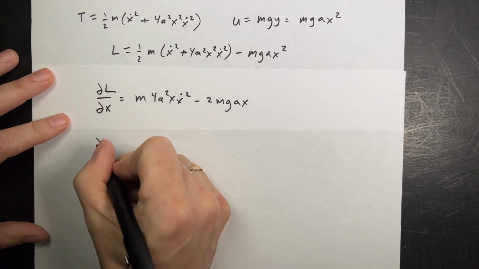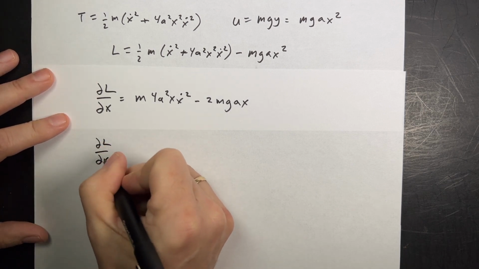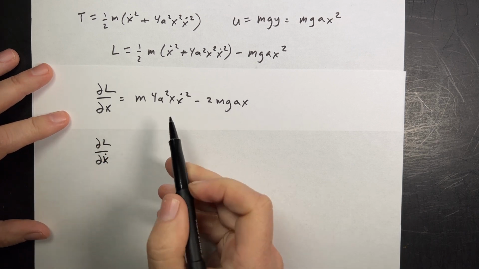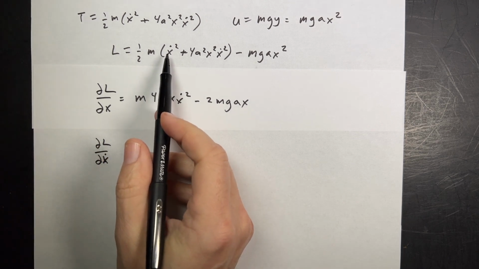Okay, now I'm going to say the partial of L with respect to x dot, and then I'll take the time derivative. So here's an x dot.